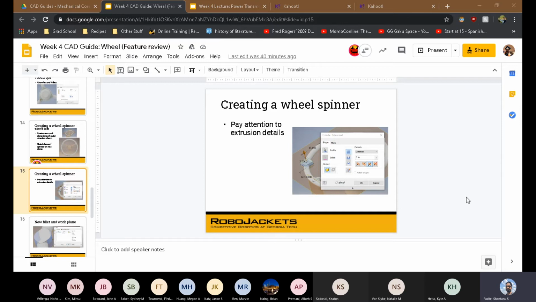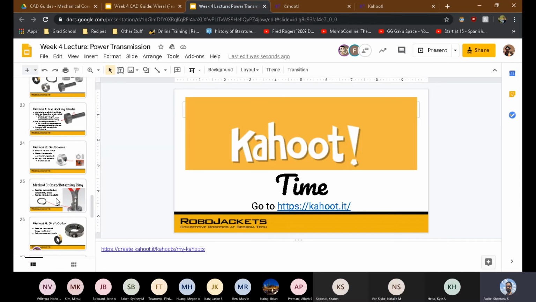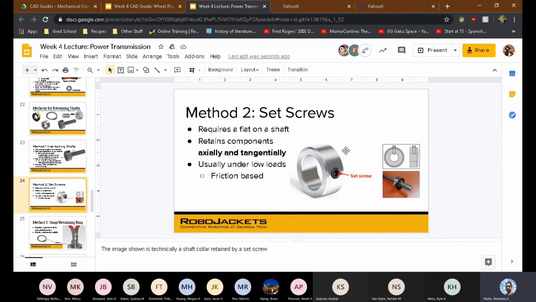We called set screw shaft collars. Okay, let me just quickly pull up the image. Not here. Sorry about that. So this screw is the set screw, and this collar here is the shaft collar. I hope that clarifies it a bit more.